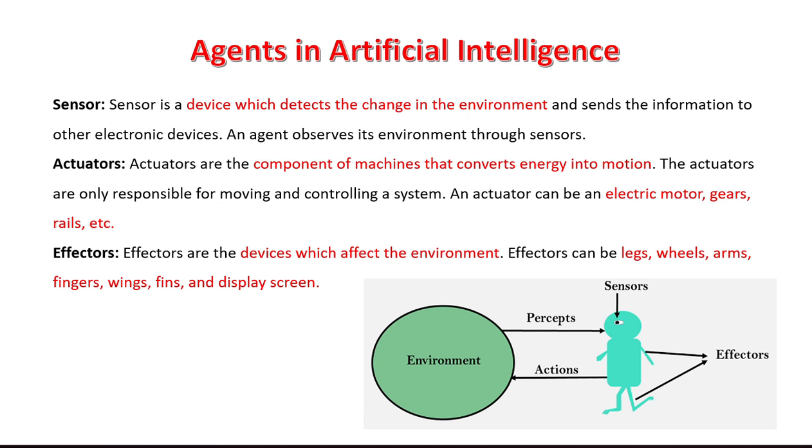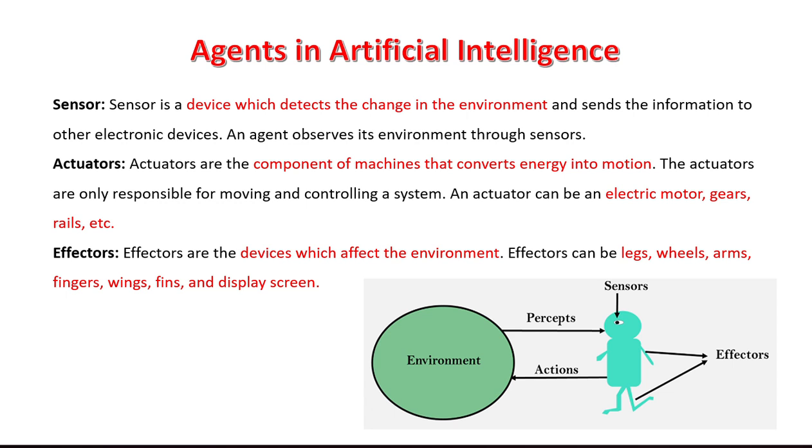So, agents in artificial intelligence: sensors. A sensor is a device which is used to sense the environment. It is a device which detects the changes in the environment and sends the information to other electronic devices. An agent observes its environment through the sensors. So it is called a sensor.